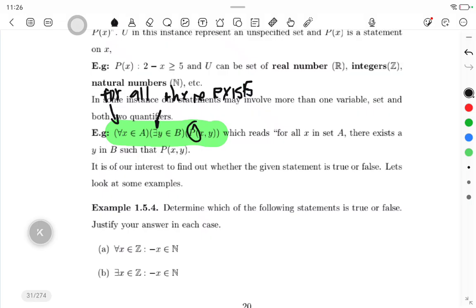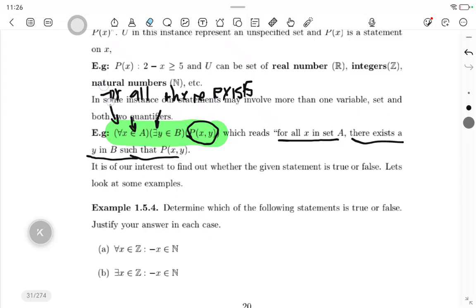So we are saying here that for all x in, remember this says that this is an element, or it's found within, or it's a member of, right? So we can say for all x in A, there will exist a y in B, such that this will be true. So that's why here they say that for all x in set A, there is a y in B such that P of x, y. So this will always read like that.